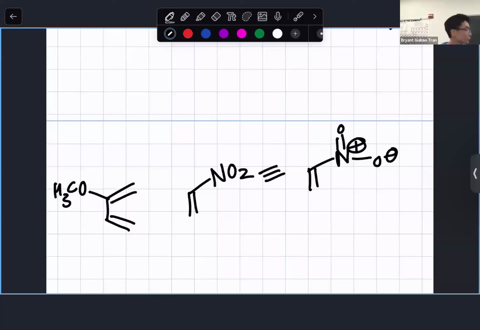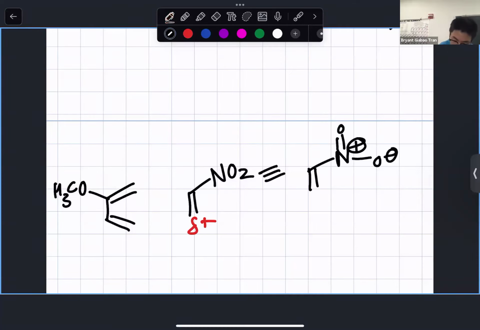Right. If this is the EWG, where would be the partial positive charge on the dienophile here? Which carbon? Yep, the bottom, because when we do its resonance structure by pushing the double bond here and then pushing that double bond up there, we have a full positive charge on the bottom carbon here, making this carbon here have a partial positive charge.